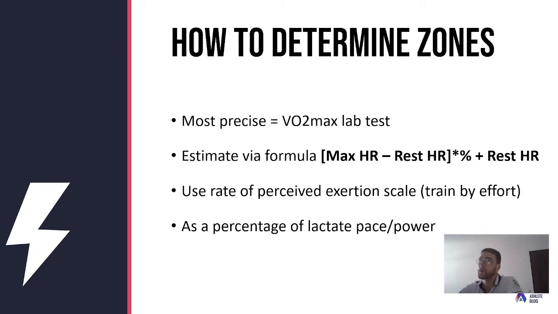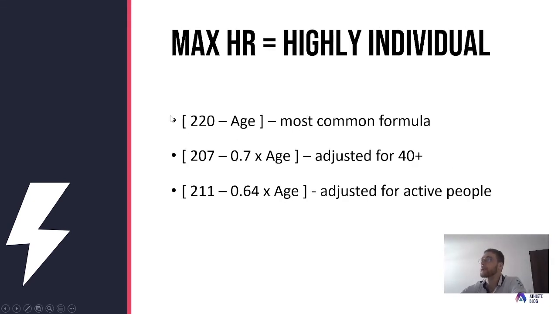Since that is not possible for most people, they are better off either estimating it via formula, using a perceived exertion scale, which I briefly touched upon but we will get slightly more into, or, if a person is a high-level athlete, they actually use the power or lactate pace. So the FTP, functional threshold power, for example, or lactate pace. That's the pace of your threshold effort, which is a 1 hour effort. And this is where we get into slightly more detail.